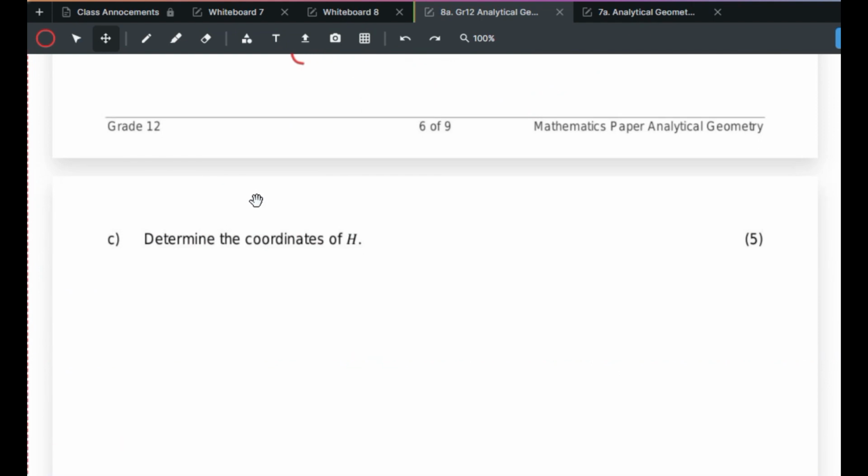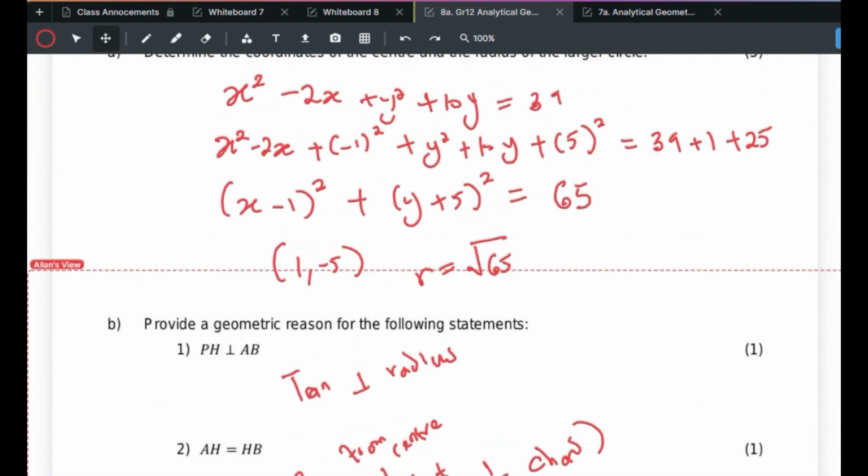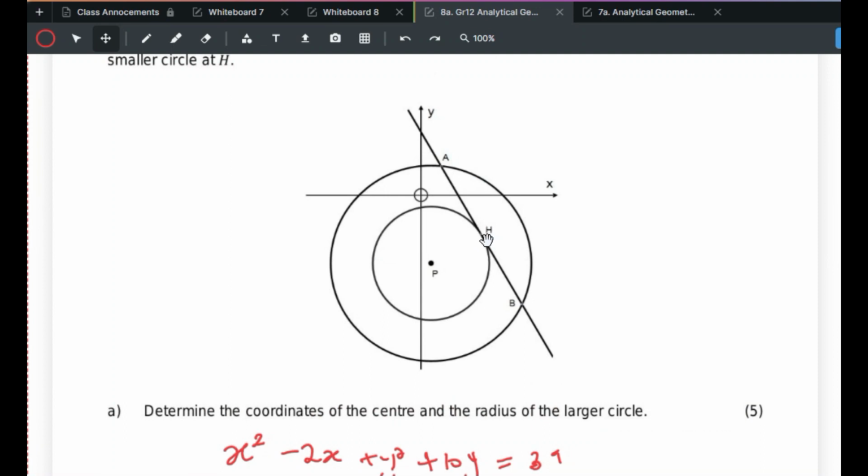Okay. Now they ask for the coordinate of H. Coordinate of H over here. Any ideas how to swing this? What do you know about A and B? The only thing you kind of know is that they intersect the straight line.